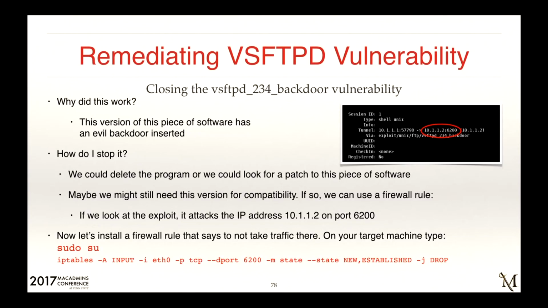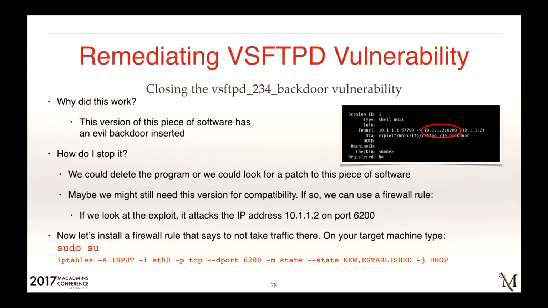Now, the other one, the FTP one, the best thing to do with this one was just to block it at the firewall level using iptables, all right? If you can. I mean, this all, of course, is application dependent, because not everybody's going to be able to block traffic to a machine. So let's see. This version of this piece of software has an evil backdoor in it. And how do we stop it? Block the traffic to it. That's the best thing we can do with that one.